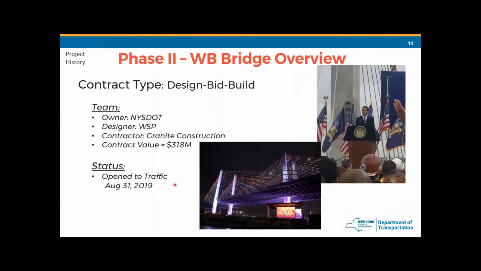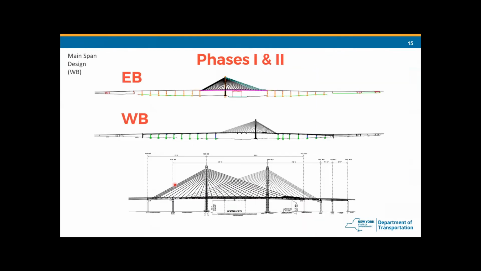And phase 2 westbound bridge, designed by WSP, constructed by Granite Construction. The contract value is $318 million, and the bridge system was open to traffic on August 31st, 2019. Phase 1 and phase 2 on the screen show the elevation view of the eastbound and the westbound bridge, and they are independent bridge systems.